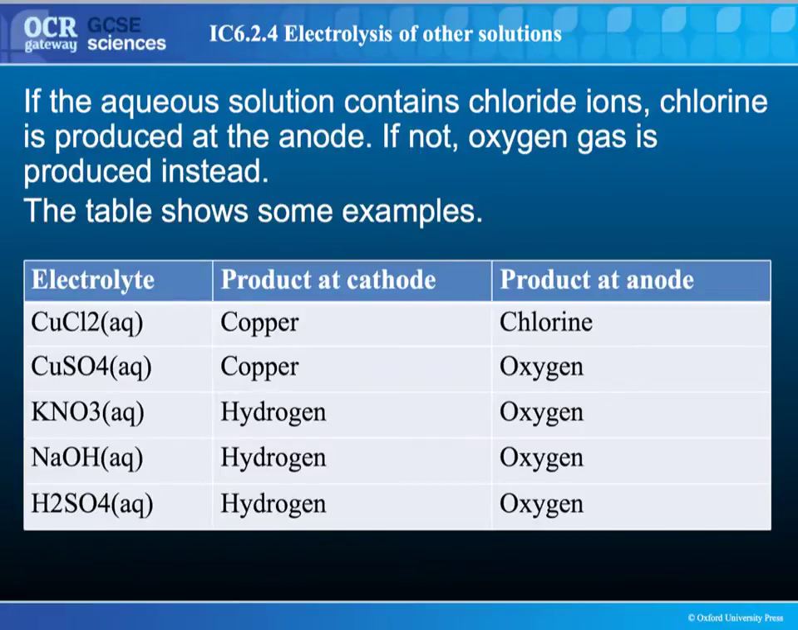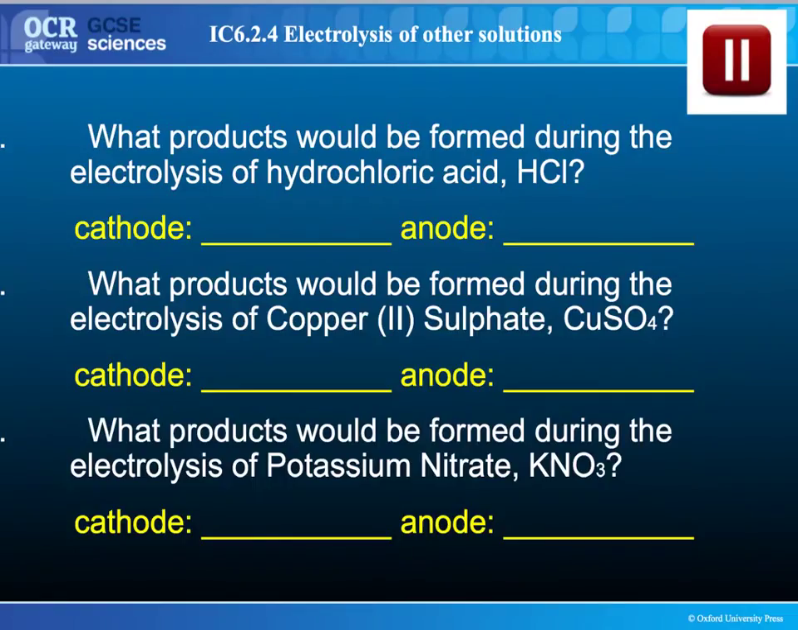It's only when you get to the top two examples, with copper sulfate, which we've already seen, copper is formed at the cathode, and oxygen at the anode, and copper chloride, where because of the presence of chlorine we now get chlorine produced at the anode, and because copper is less reactive than hydrogen, it is produced at the cathode. Might want to try these questions before I go through.